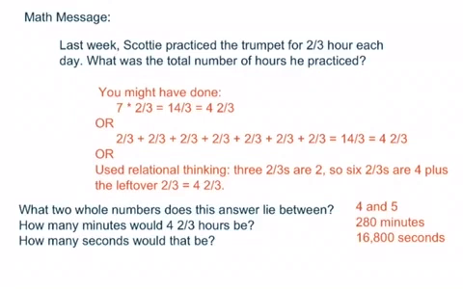Alright, hopefully you could tell me that 4 and 2/3 lies between 4, because it's at least that, but it's not quite 5. So it lies between 4 and 5. I wonder if you could have told me that 4 and 2/3 hours would be 280 minutes. What did you do to solve that?